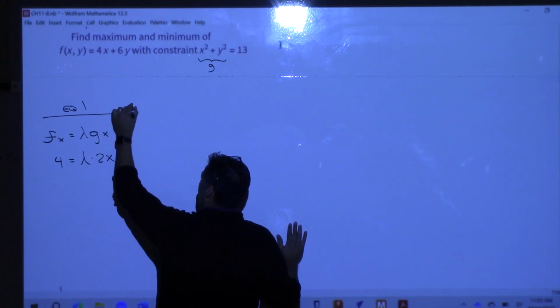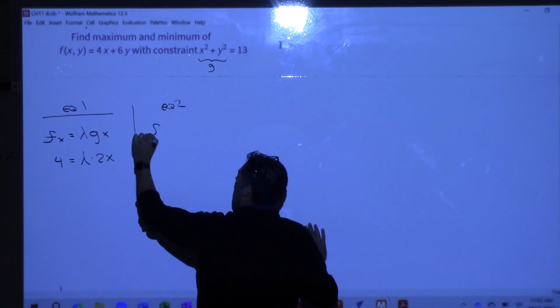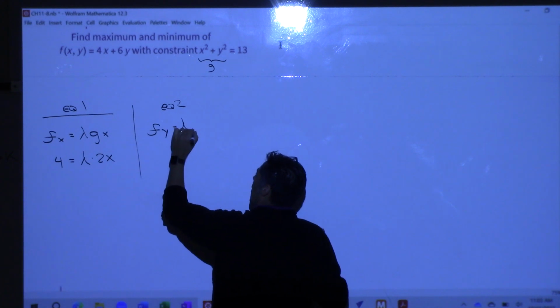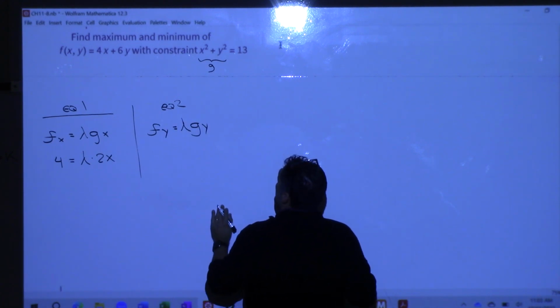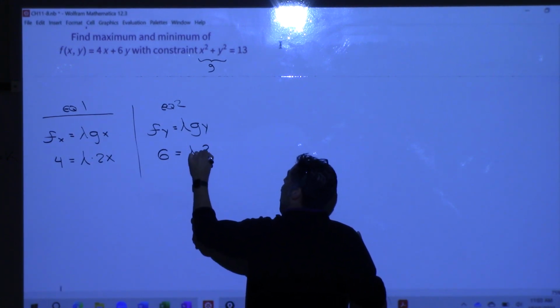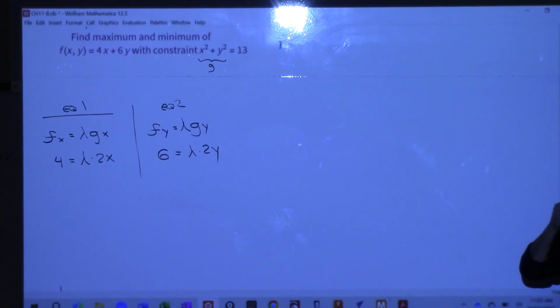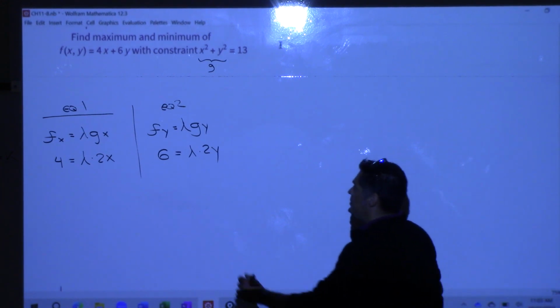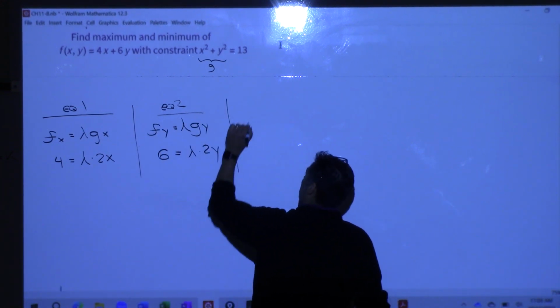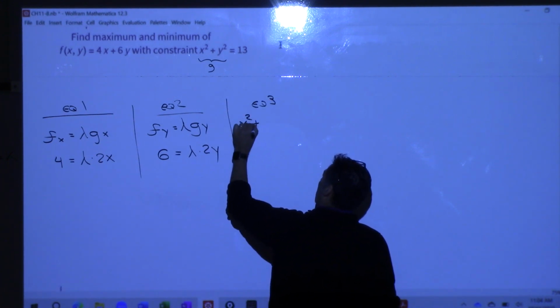All right, that's a nice equation there. Equation 2, partial of f with respect to y must equal lambda partial g with respect to y. So partial f with respect to y is just 6. Lambda partial g with respect to y is 2y. Off to the races here, I think. This is pretty nice, right? Would you all agree these are pretty clean equations? My third equation is just the constraint. X squared plus y squared must be 13.